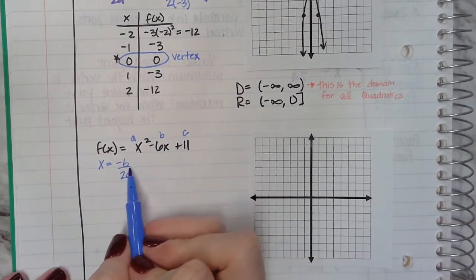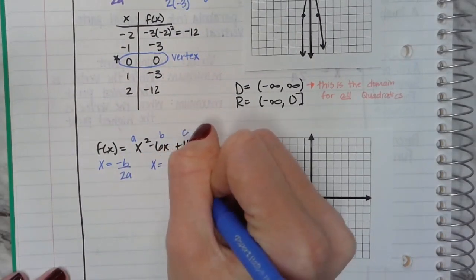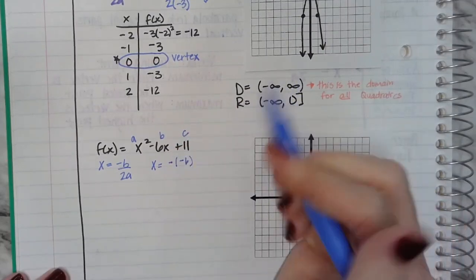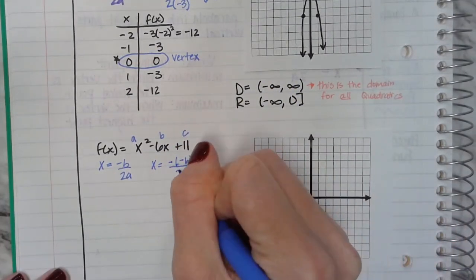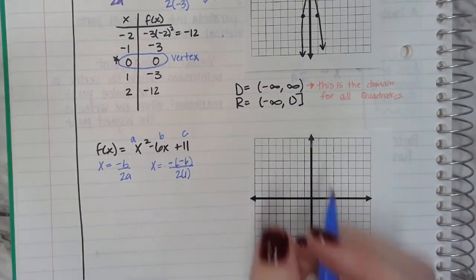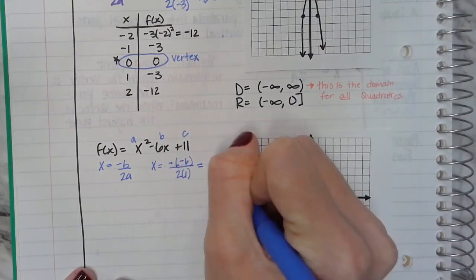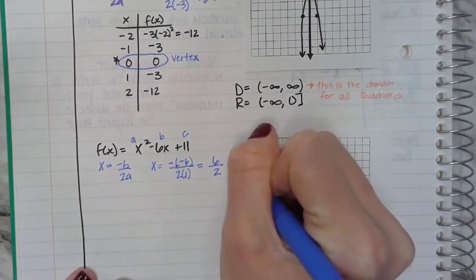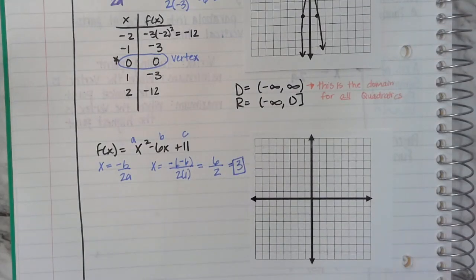So I'm just going to substitute negative b, so x equals negative, and then my b is negative 6. Okay, careful of those two negatives there. Over 2a, so 2 times 1, because there's not a number in front of x squared. And now I'm going to simplify this. Two negatives make a positive, so 6 over 2, and we get 3. So now, once I have my axis of symmetry, what do I do with it?